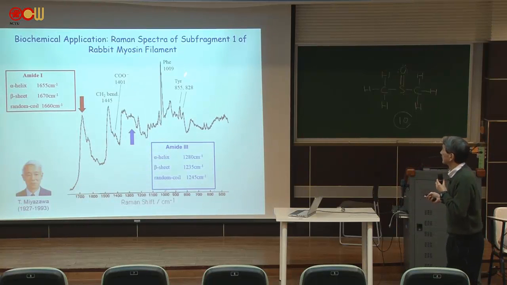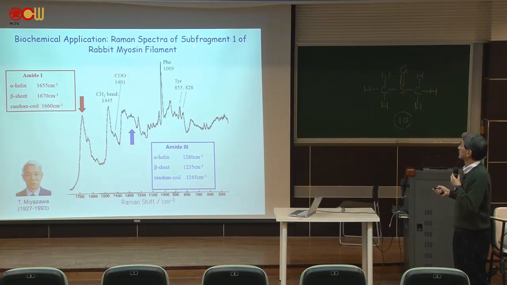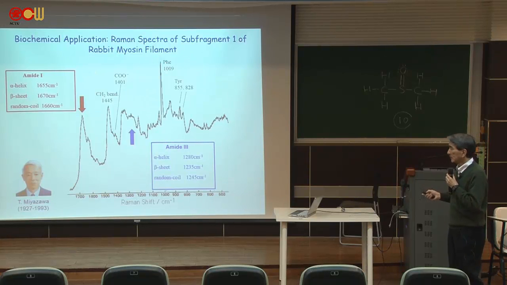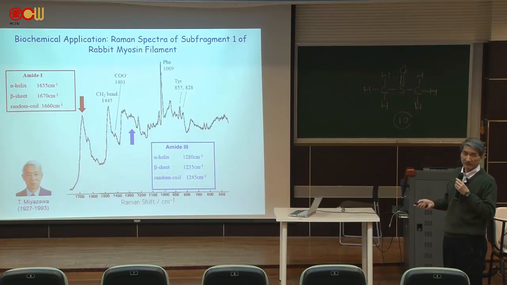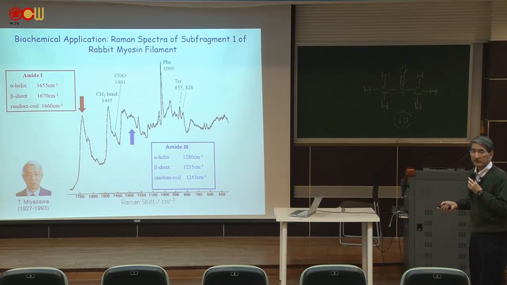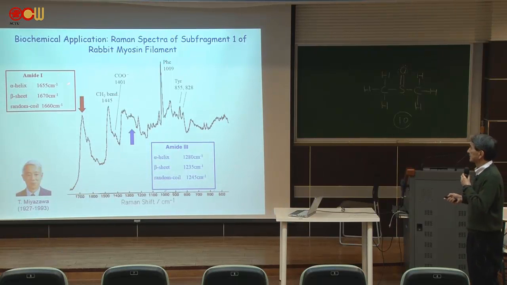So this spectrum is a protein called subfragment 1 of rapid myosin filament. So don't worry about this name. So protein has got this kind of spectrum, very complicated. But many studies have elucidated what these peaks are. And among those peaks, there are 2 characteristic bands called amide 1 and amide 3, which were analyzed by this person.